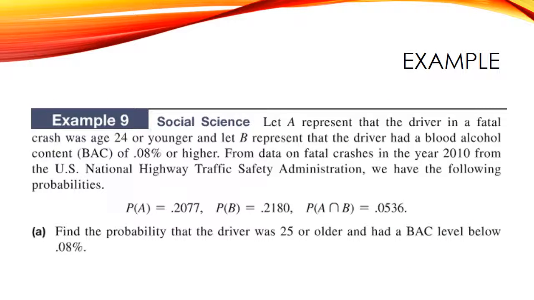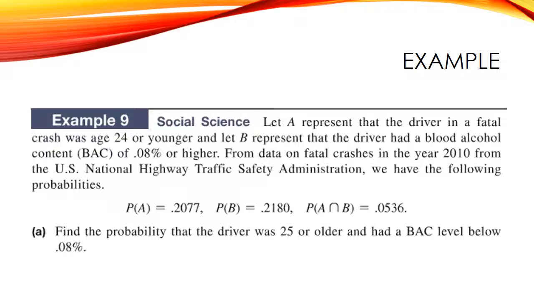Here's another example. Let A represent that the driver in a fatal crash was 24 years old or younger. Let B represent that the driver had a blood alcohol content, or BAC, of 0.08% or higher. From data on fatal crashes in the year of 2010 from the U.S. National Highway Traffic Safety Administration, we have these probabilities. So the probability that the driver was 24 or younger is 0.2077.